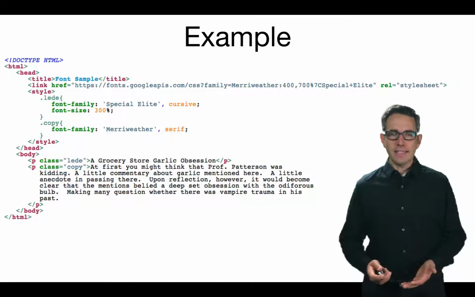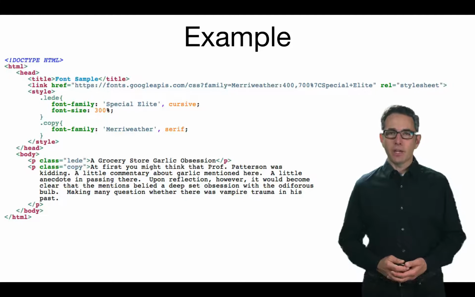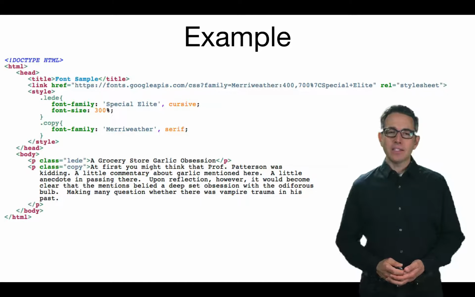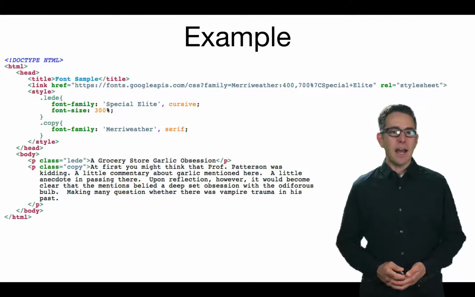Once I've included that link tag, I now have access to those fonts within my code. And so I've included an internal style sheet in the head section, and that's bracketed by the style tags. And you can see that in the style tags, I've defined two different classes, the lead class and the copy class. And I say the lead class is going to use the font family Special Elite, and then I'm going to have a fallback called cursive.